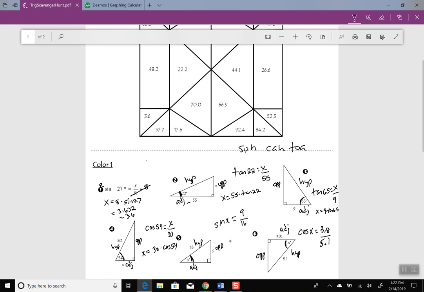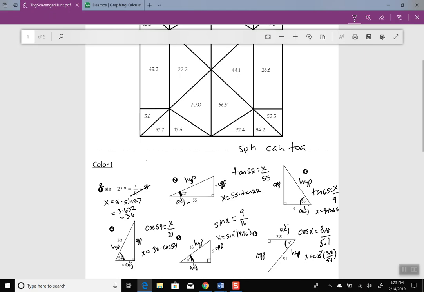Whenever you're trying to solve for the angle, you have to do the inverse function on both sides. Doing the inverse will cancel out sine, and so you're left with x is equal to the inverse sine of 9/16. And x equals the inverse cosine of 3.8 over 5.1.